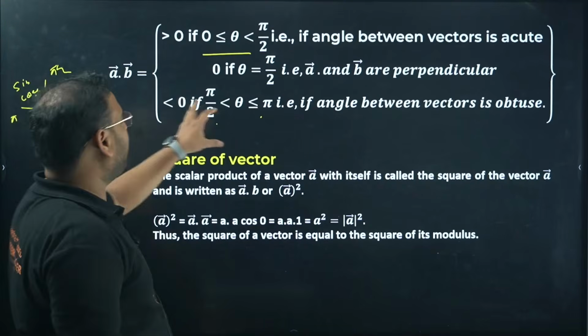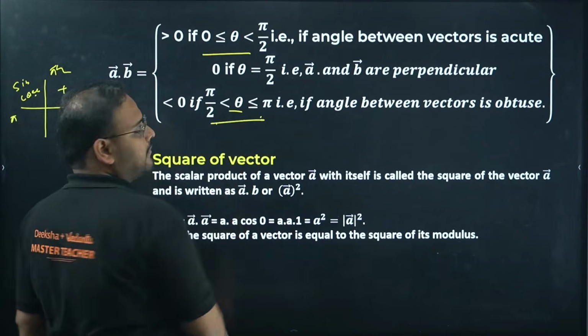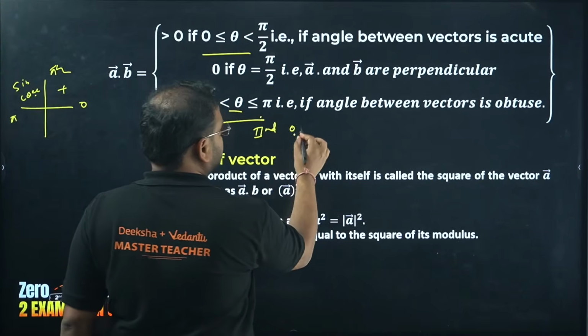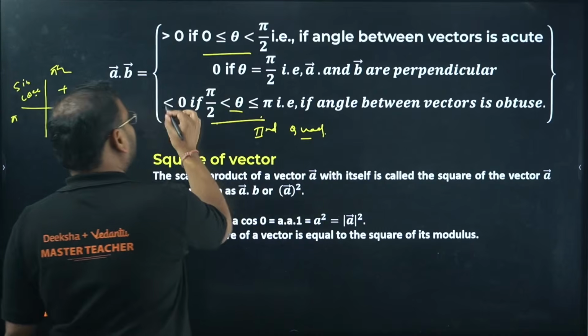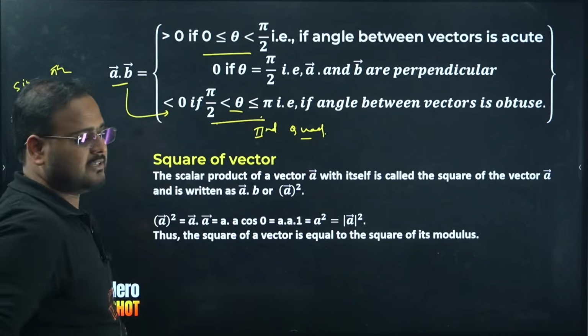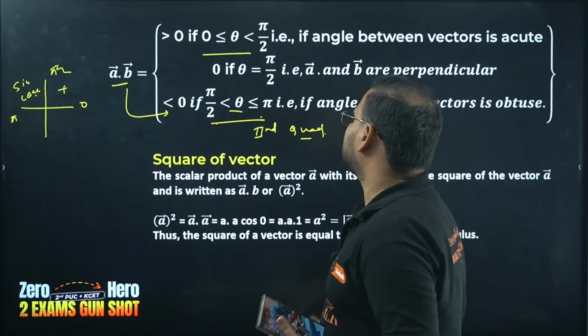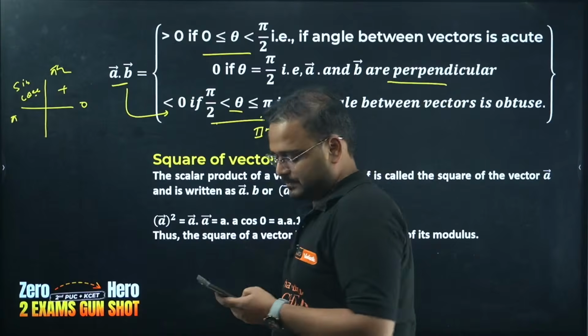So when you take the angle theta between pi by 2 to pi, which is the second quadrant, what happens? The value of A dot B becomes less than 0. If it is in the first quadrant, it will be greater than 0. And of course, when it is pi by 2, it will be perpendicular only.